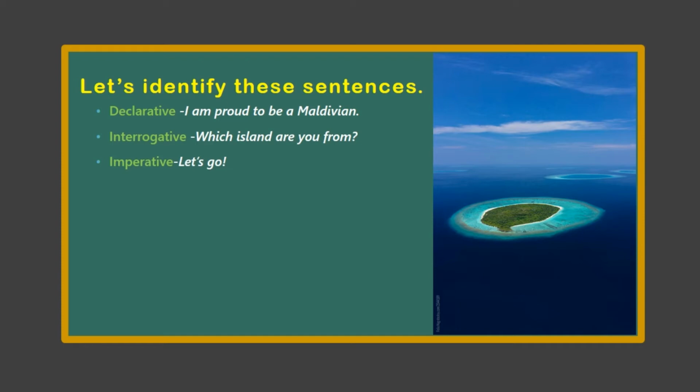No. Is this exclamatory? Why do you think this is exclamatory? Why do you think this is imperative? See, this is what I told you. Imperatives are tricky, okay? This particular sentence is an imperative because, let's go, we're just saying something. There's no emotion attached to this. This can either be a command or this can be a request. Let's go. Okay? So this sentence is an imperative.